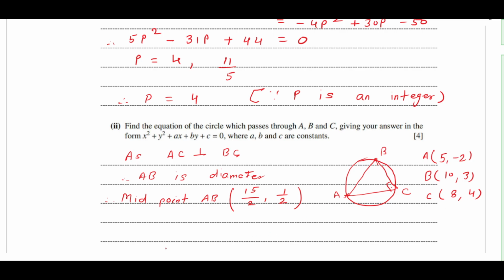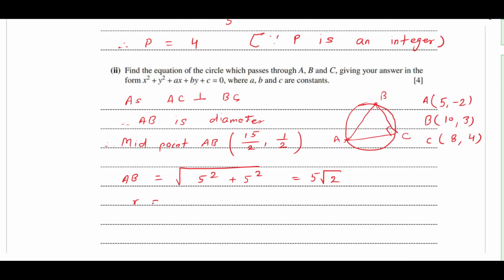Now I got the midpoint of AB, and if I calculate distance AB, it will be the square root of 10 minus 5, which is 5 square, plus 3 plus 2, 5 square. So the square root of 50. AB is square root of 50, or 5 root 2. This is my AB. So what is radius R? In that case radius R is half of this.